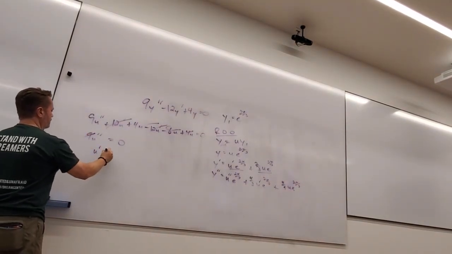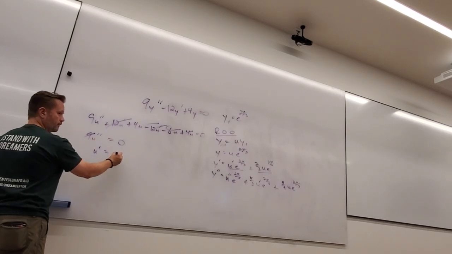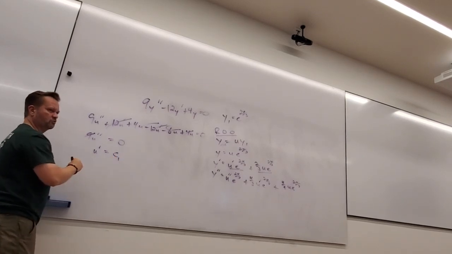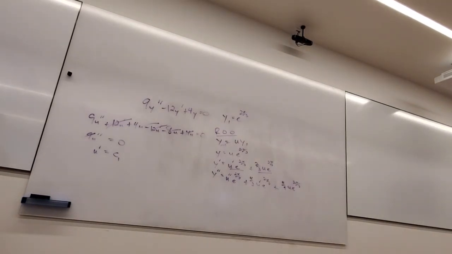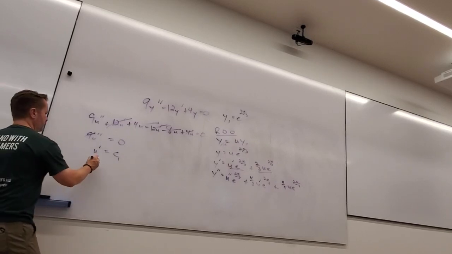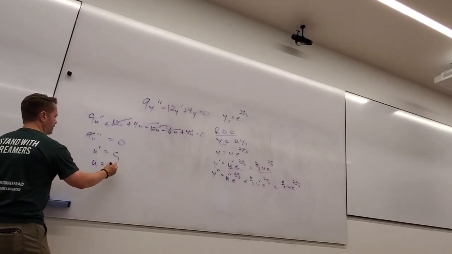Integrate once, what do you get? I'm going to call it C1. Everybody with me? Everything canceled except this, so I can just directly integrate. It's not really a DE. I just had to integrate twice. So then u would be, integrate one more time.